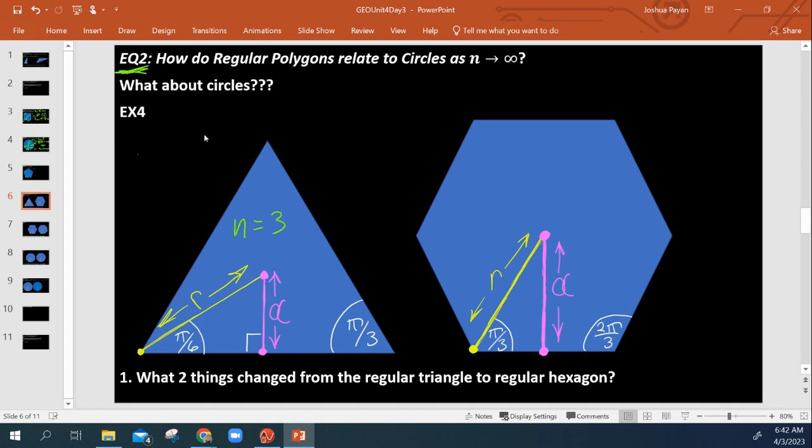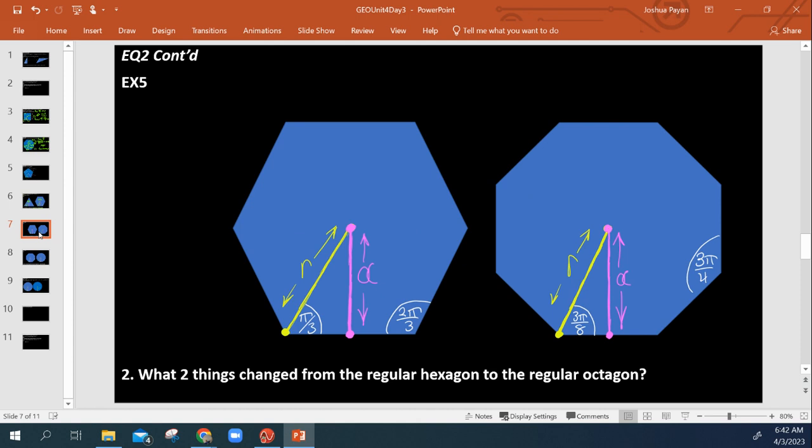So here we have n equals 3. This is a regular triangle, right? It's a regular hexagon. And we notice this angle becomes wider. We also notice that the distance from the radius to the apothem gets closer as n gets larger. So we went from n equals 3 to n equals 6, and those are the changes that we see happen.